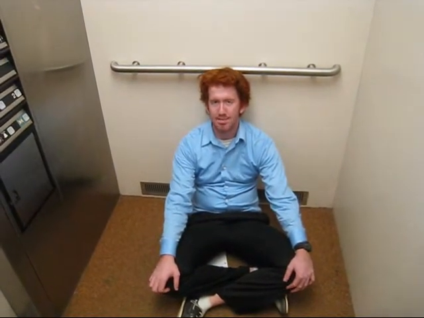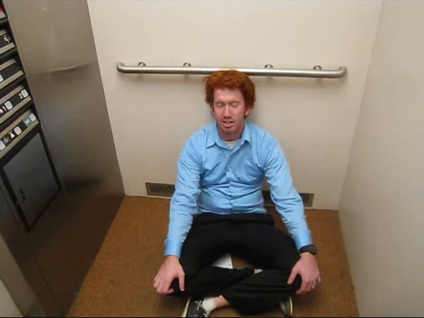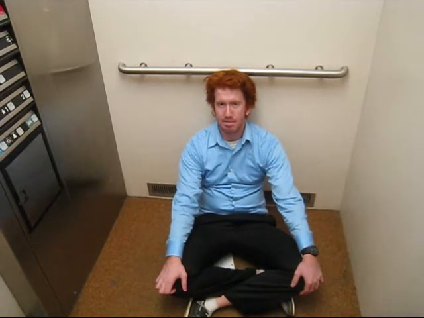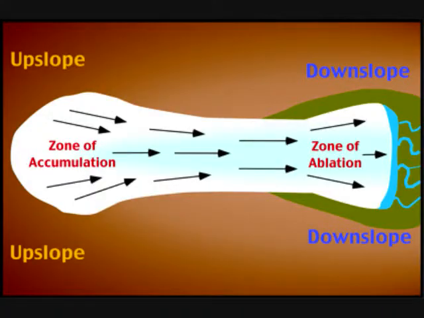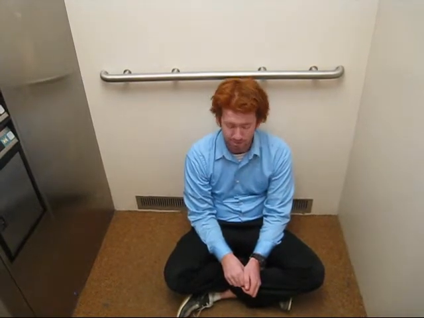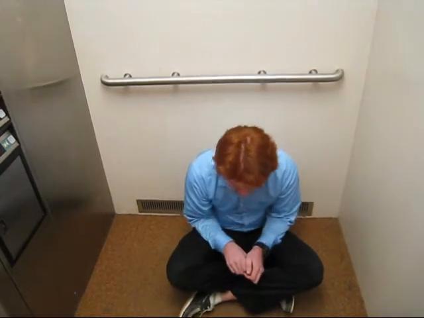Mass balance. Mass balance refers to the balance between the amount of accumulation of snow on the glacier versus the amount of melting towards the bottom near the terminus. A positive mass balance means that more snow is accumulated than melted. In this case, the glacier gains ground, and negative mass balance loses ground.